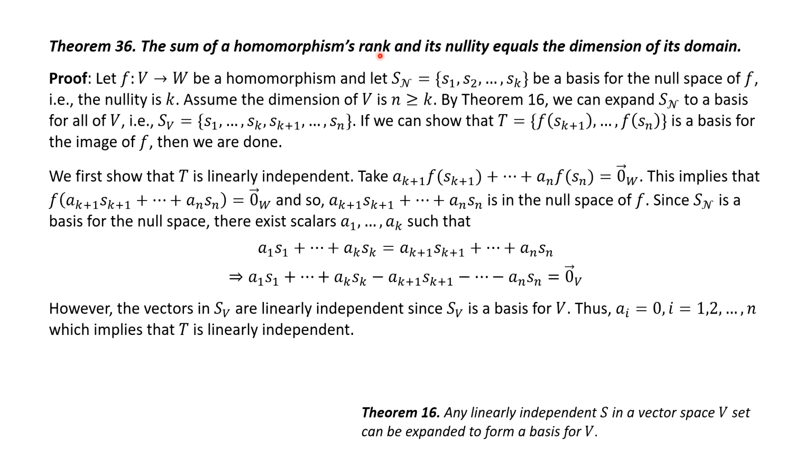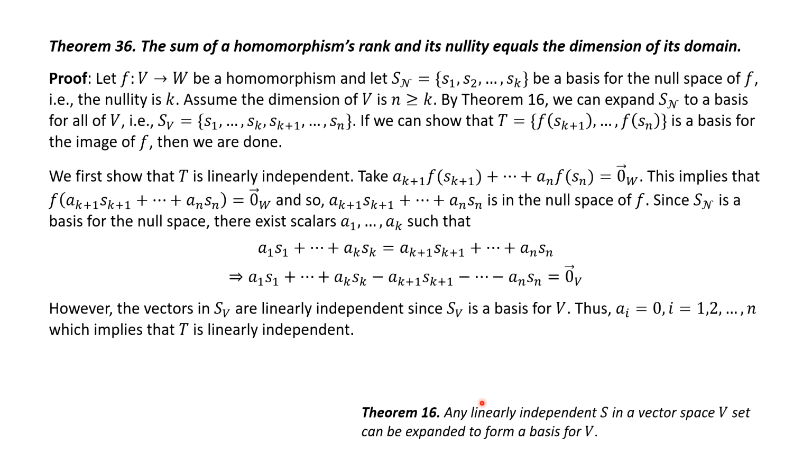And we want to show that the sum of those two equals the dimension of the domain, in other words, the dimension of V. So we start by letting S sub n script equal S sub 1, S sub 2 up to S sub k be a basis for the null space of F. In other words, assume the nullity is k. And assume the dimension of V is n, which is greater than or equal to k.